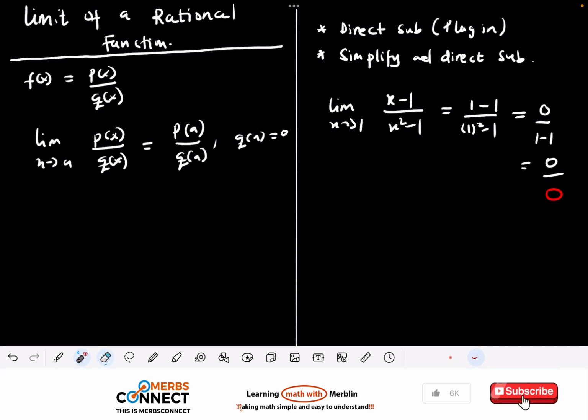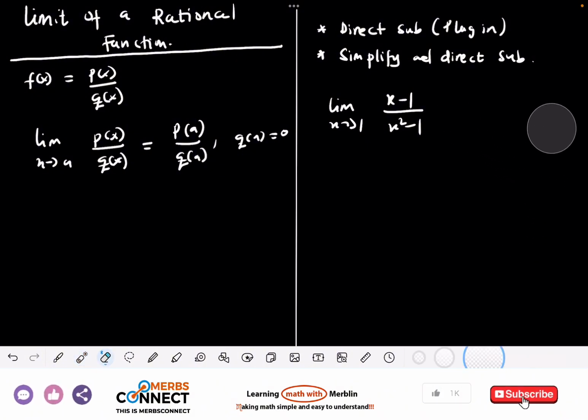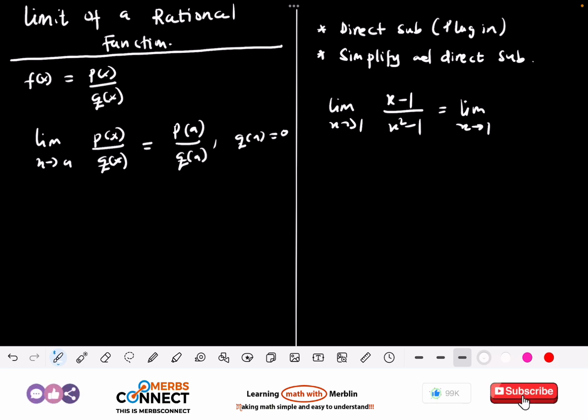So here you cannot conclude that the limit does not exist, which we will look at when we are looking at the left and the right limit. So now let's try to simplify the limit to see what will happen. Now I can write the limit as x is approaching 1. The top is the same, but I can write the denominator as what? Difference of two squares. So I'm going to have x minus 1, x plus 1 at the denominator, right? So this will help me to eliminate x minus 1 and x minus 1 here on the top, right?